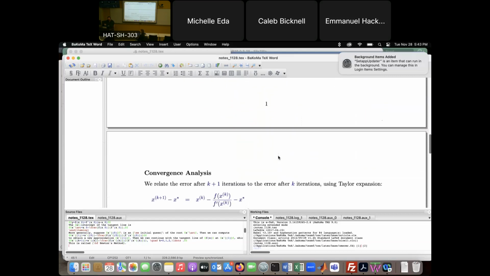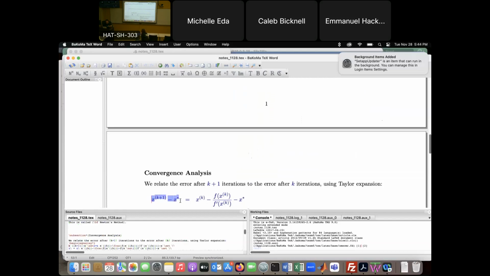Now, does this method work? And if so, how well does it work? So we're going to perform what's called a convergence analysis. The idea is we want to express the error after k plus 1 iterations in terms of a previous error that we got after k iterations. So I start with xk plus 1 and I subtract x star. This is the error after k plus 1 iterations.